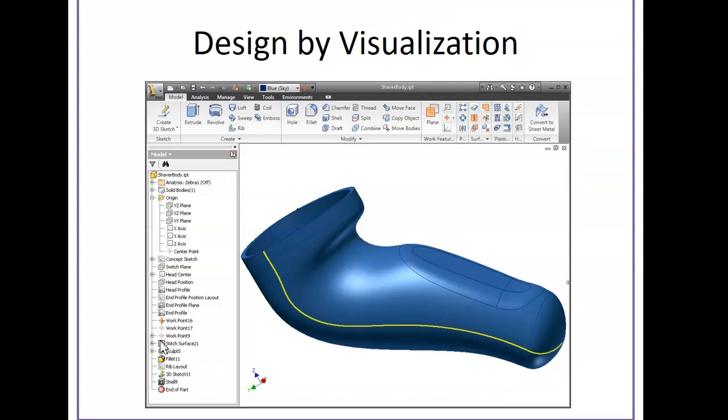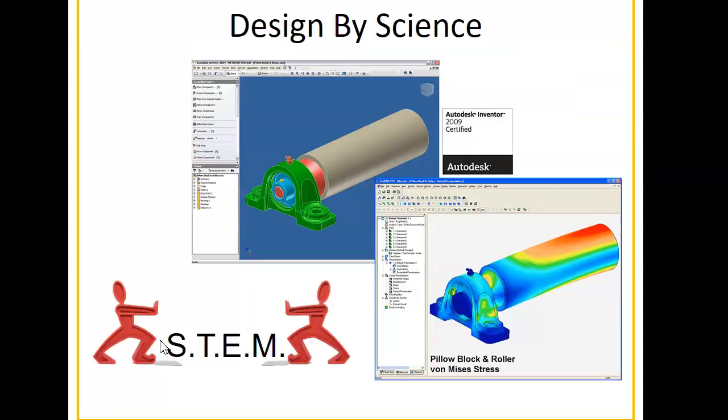Design by visualization is where you have in your head how you think it's supposed to look, and you have it all worked out ahead of time, even though you may not have the materials and you may not have thought about how it's going to work as far as STEM principles. So this is visualization. And then designing by science is where you actually apply your STEM principles. In this case, not just the visualization, but also looking how stress and strain will affect your design.